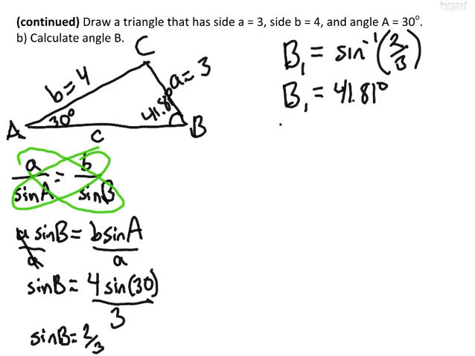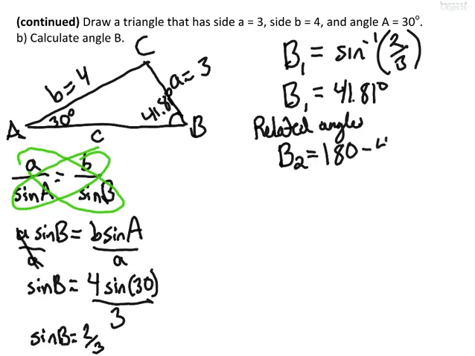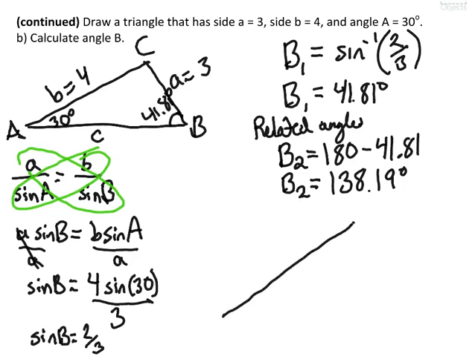But we know there's a related angle for B, right? The related angle is going to be B2, which is 180 minus B1, or minus the 41.81. So 180 minus that will give me a B2 of 138.19 degrees. So that's my other answer, and that is the answer to this triangle here.